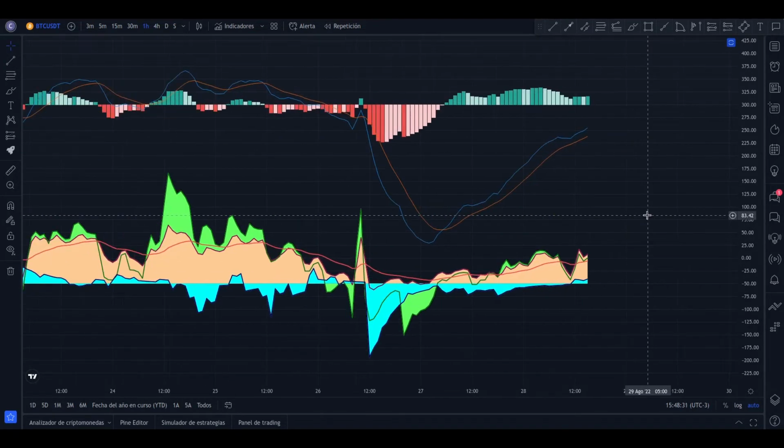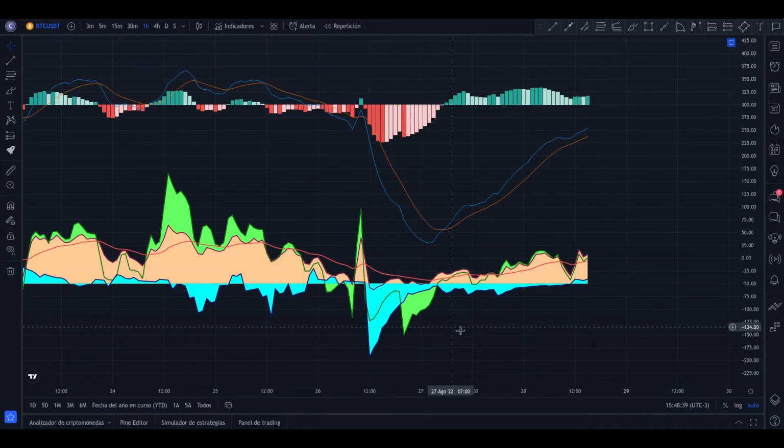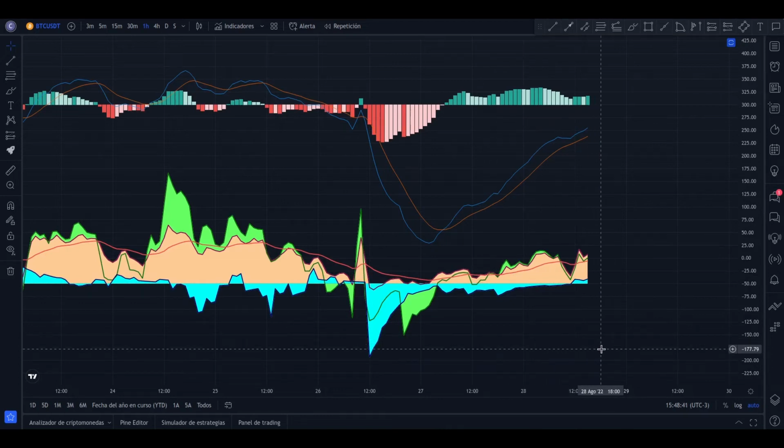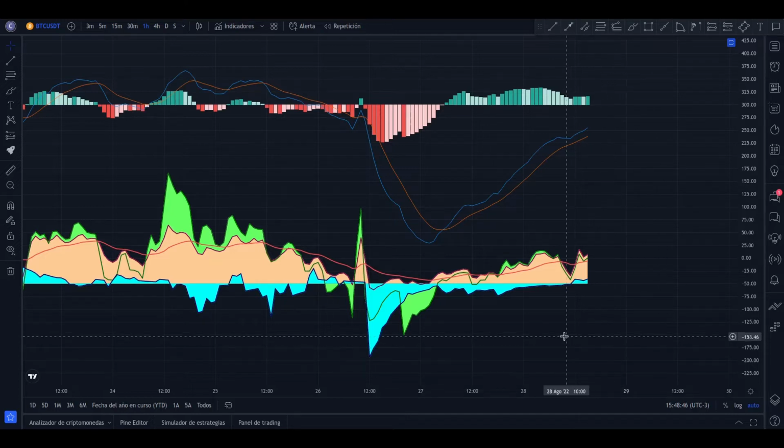or feel comfortable with. For those who didn't know, the Koncorde is an indicator that shows the rate of change of trading volume between the strong hand, also called sharks, and the weak hand, called fish. The blue area represents the strong hand. If it is positive, this indicates accumulation, and if it is negative, it indicates distribution. For its part, the green area represents the weak hand.